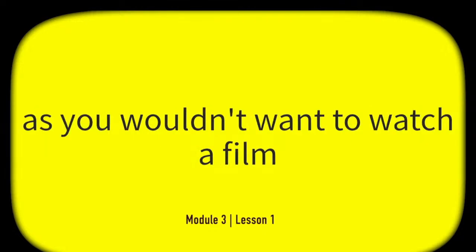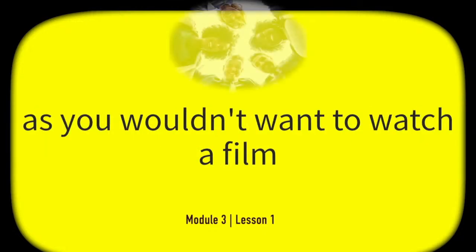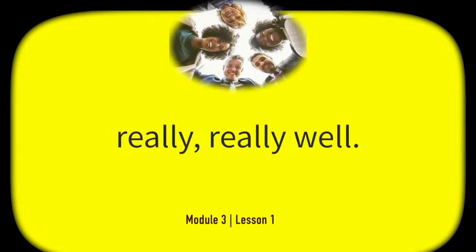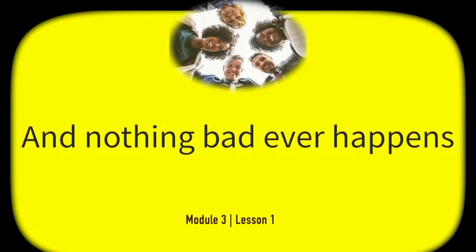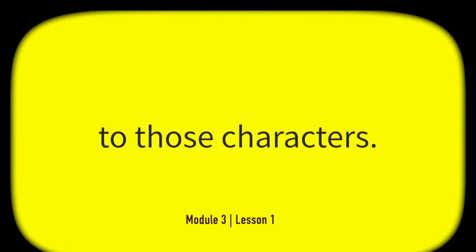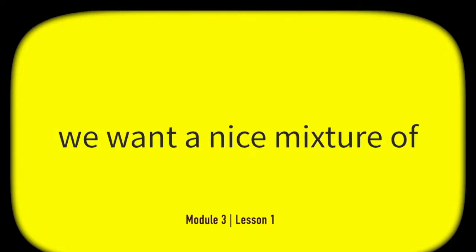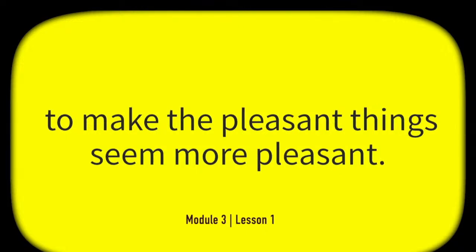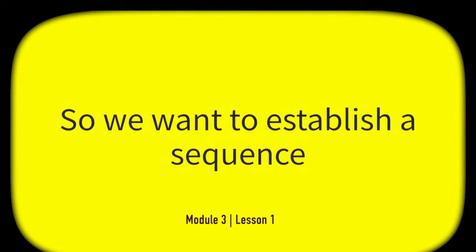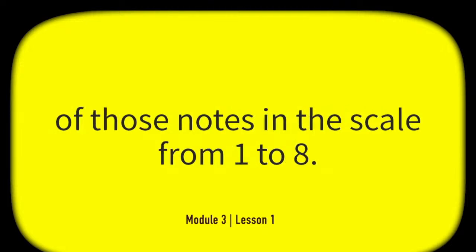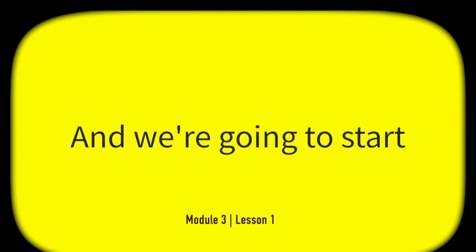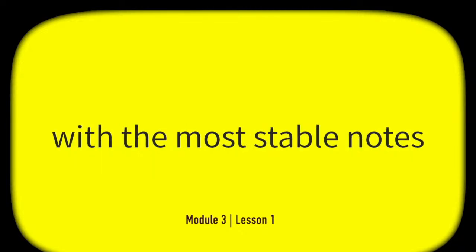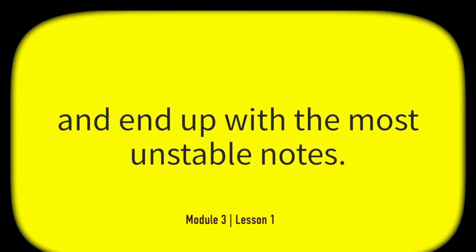In the same way as you wouldn't want to watch a film where all the characters get on really, really well and nothing bad ever happens to those characters. The same thing with music. We want a nice mixture of pleasant things and a few unpleasant things to make the pleasant things seem more pleasant. So we want to establish a sequence of those notes in the scale from 1 to 8, and we're going to start with the most stable notes and end up with the most unstable notes.